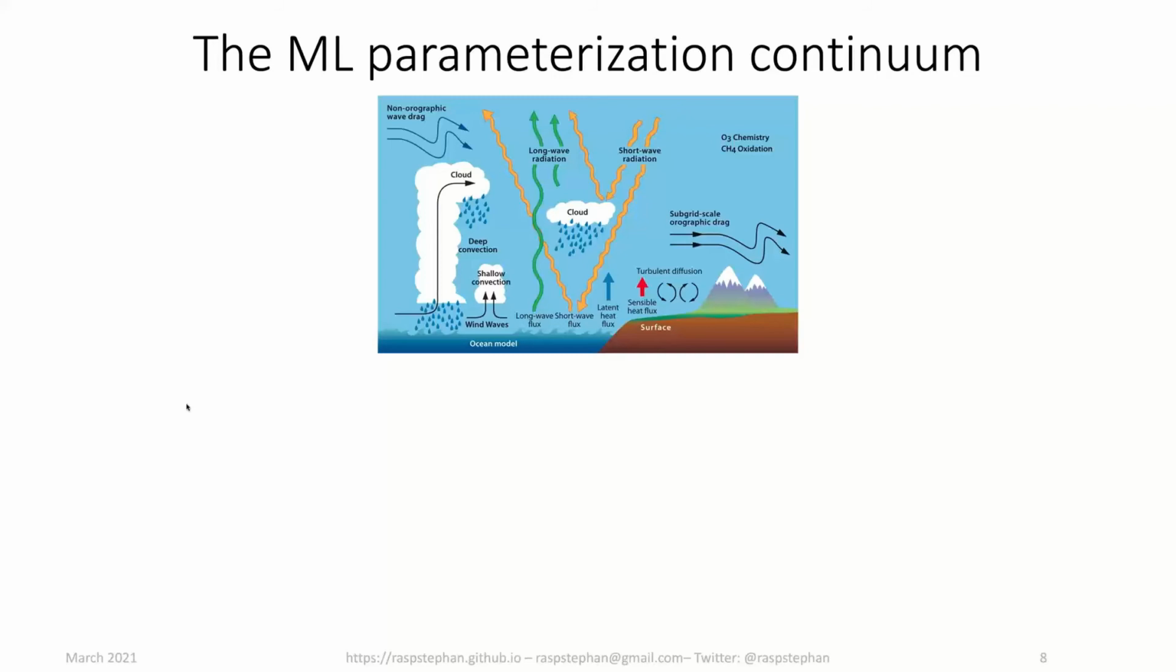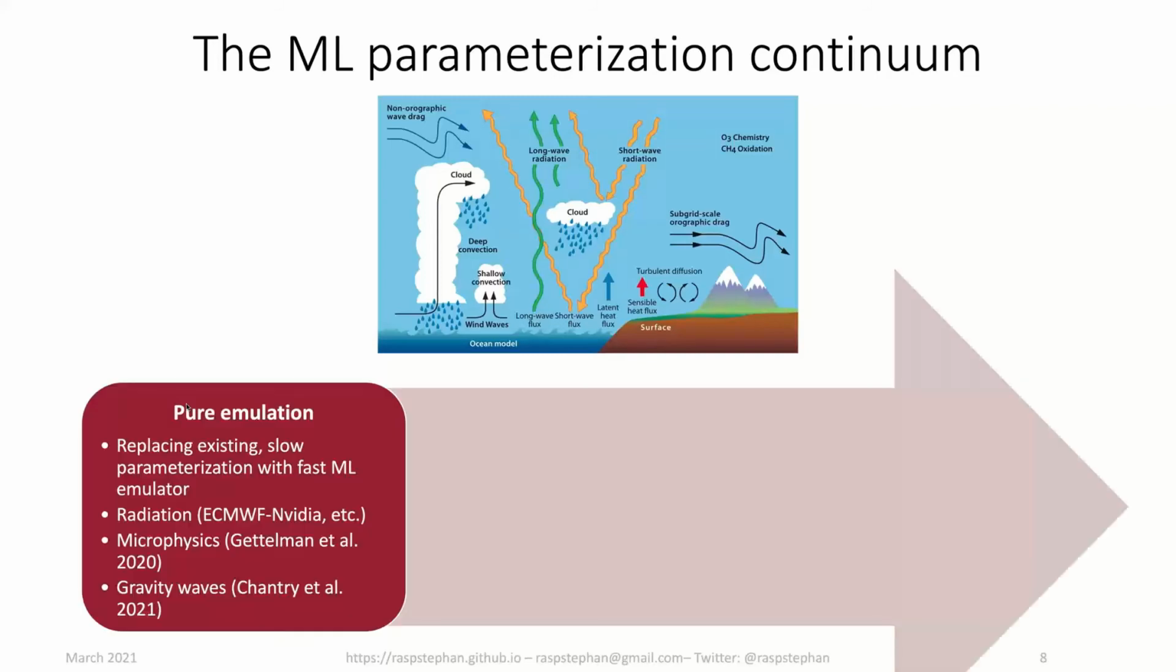Now, you can build machine learning parameterizations with a slightly different setup. There are cases where you have a really good parameterization, but it's just really expensive. For example, radiation is a classical example. We can run very accurate radiative transfer solvers, but they're very expensive.